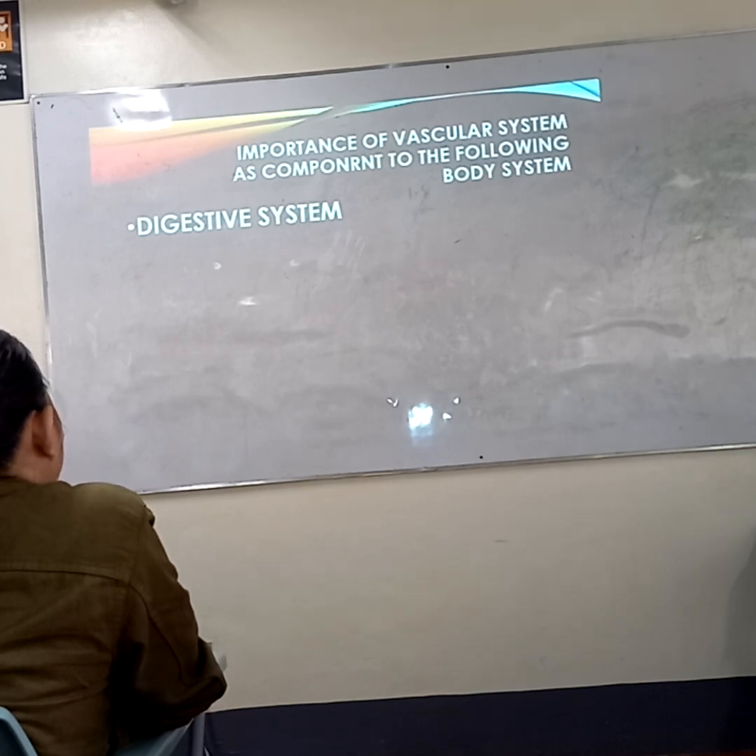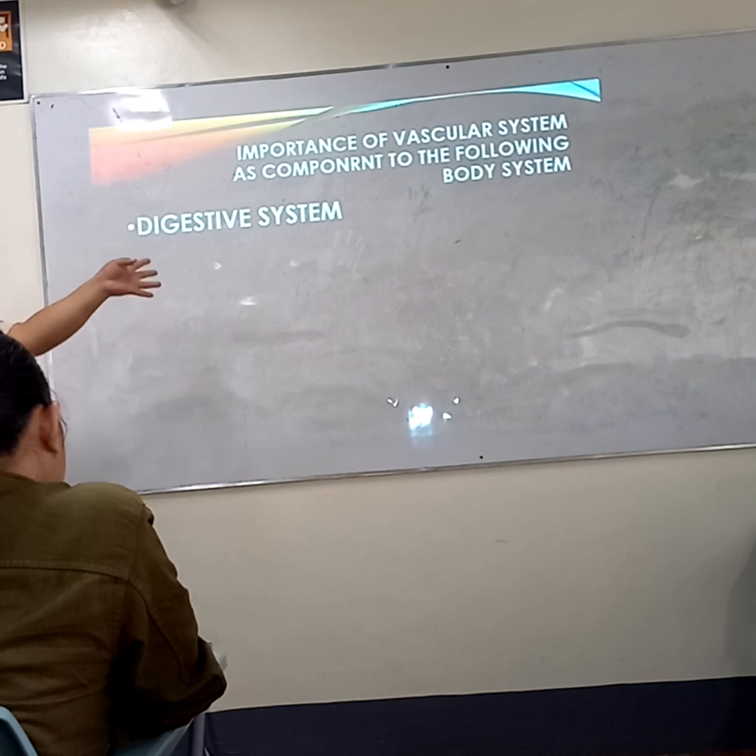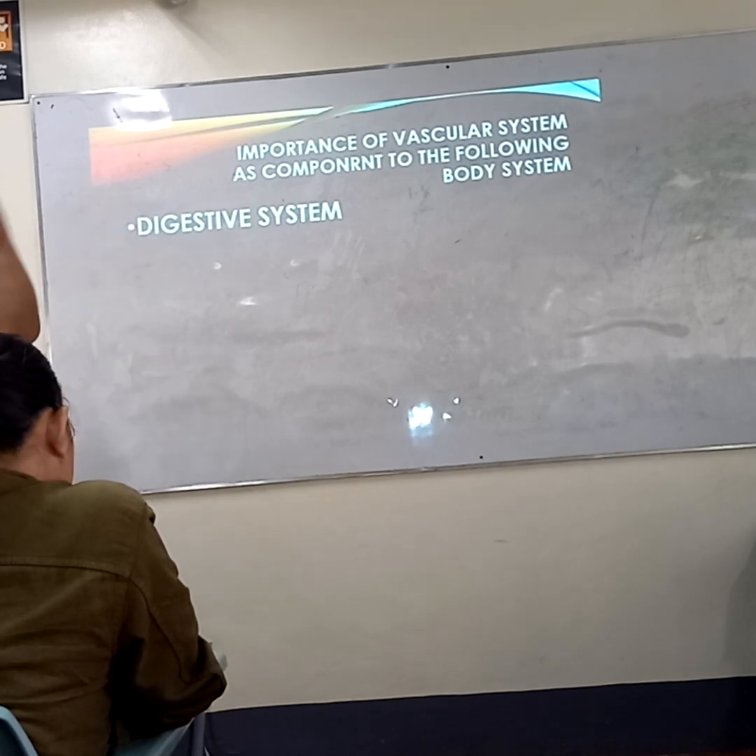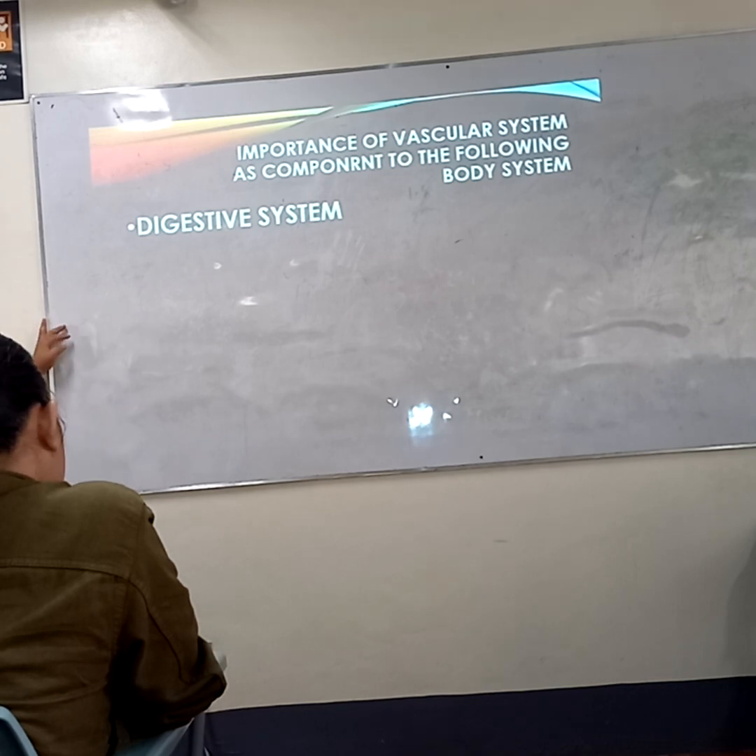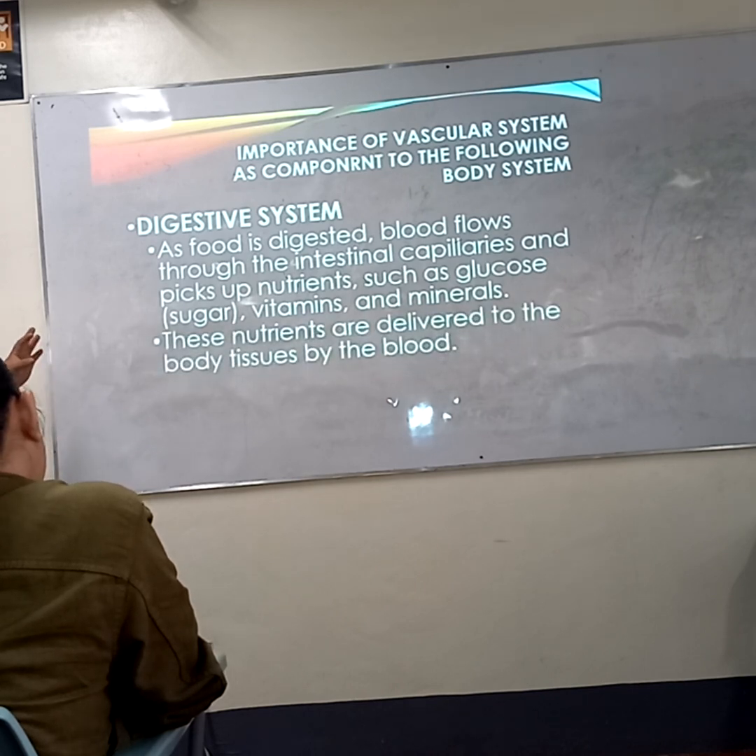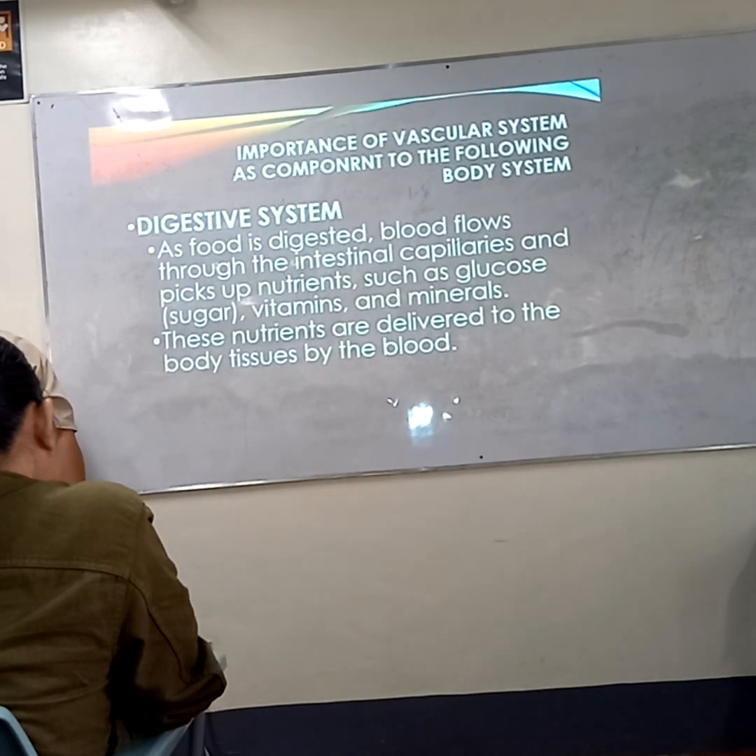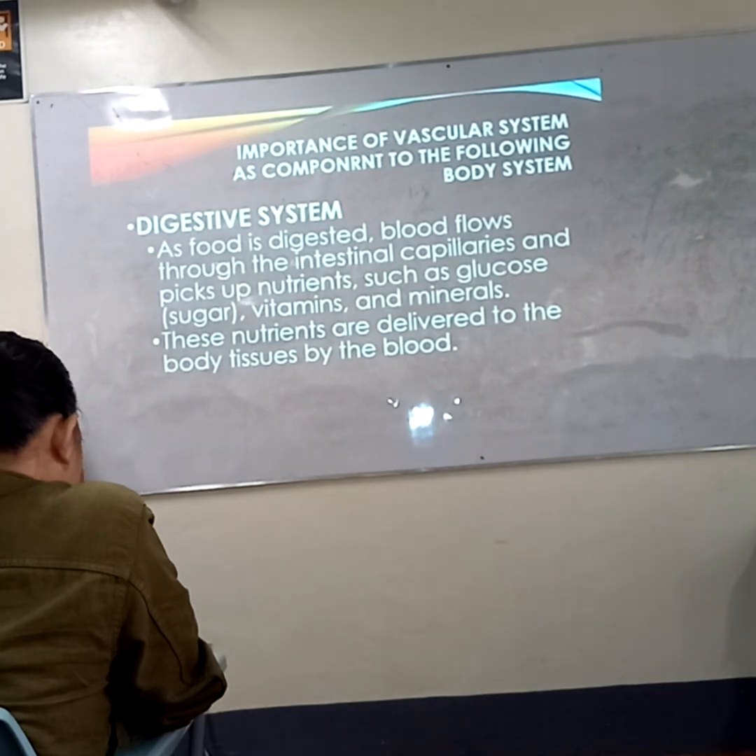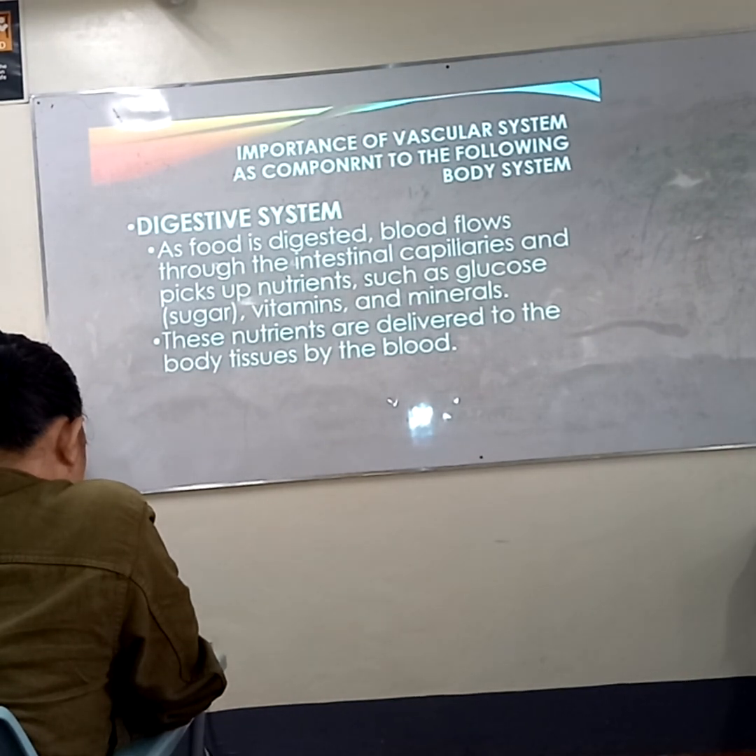So from a compound molecules going to a simple molecules, i-absorb in the jejunum going back now to your system, in your vasculature, then iikot siya sa buong katawan for its intended use. Okay? So a food is digested, blood flows through the intestinal capillaries and picks up nutrients such as glucose or sugar, vitamins, and minerals, which is necessary for our body to function. These nutrients are delivered to the body tissues by the blood that is in the blood vessel. Clear? So the blood vessel contains now oxygenated or unoxygenated blood and your nutrients or the byproduct of metabolism. Clear? So, nagkasyon na yung kinalaman niya.